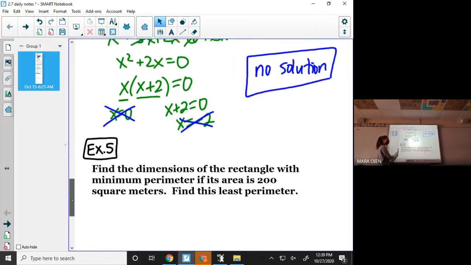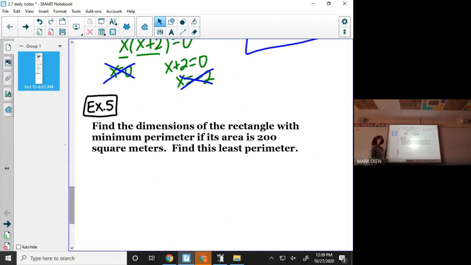Okay, the last question, I think there's one like this in your homework, and that's why I wanted to go over this word problem. We're going to actually use, if I remember correctly, our calculator to help us solve, so I wanted to talk about how we use our calculator for some of these.